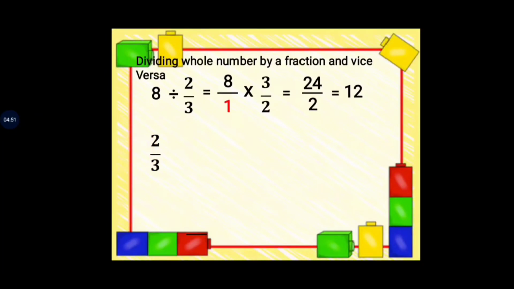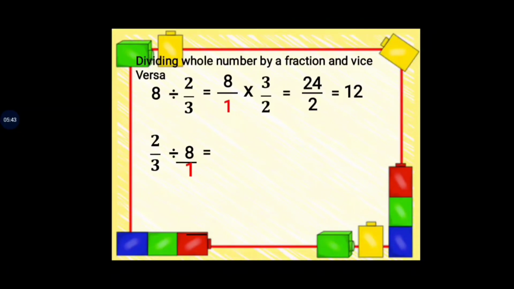Next example, we have 2/3 divided by 8. Then, ano po ang gagawin natin dito? I-rename natin ang 8 with a denominator of 1. Okay? So, 8 now is renamed as 8/1. Nagiging fraction na siya. Ang susunod na gagawin natin ay, let us have an equal sign first.